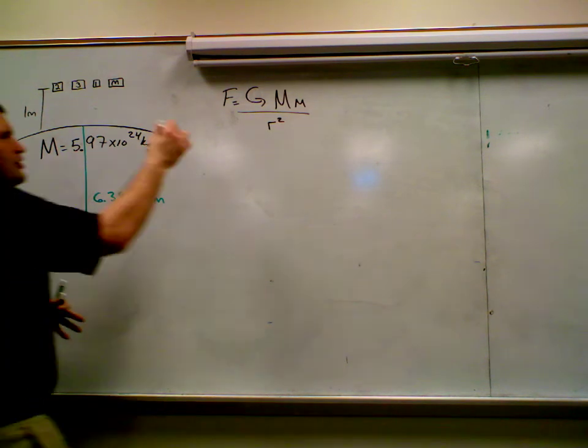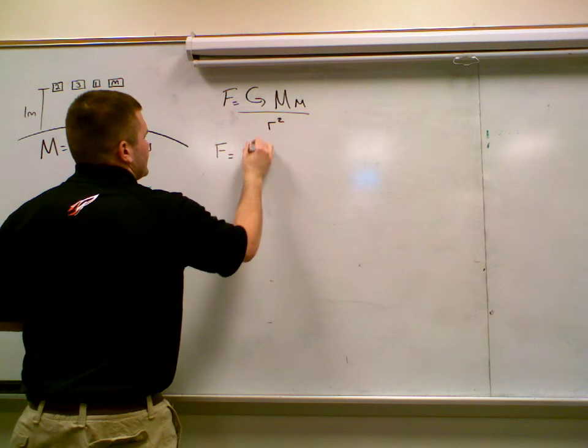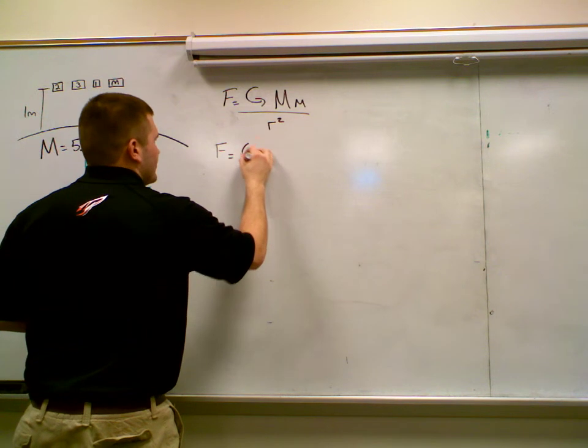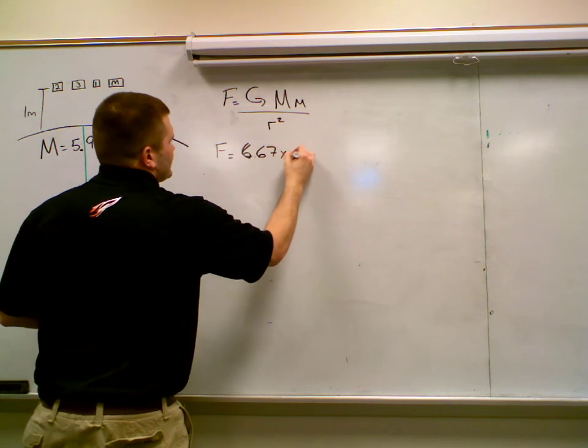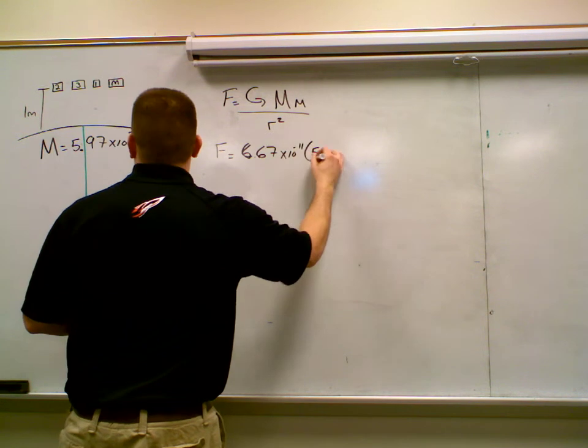Now I'm going to leave the little m out here for a second, and you'll see why in a moment. Okay, so 6.67 times 10 to the negative 11 times 5.97.